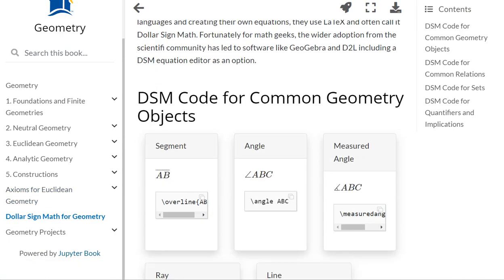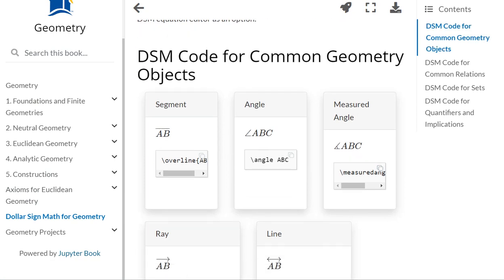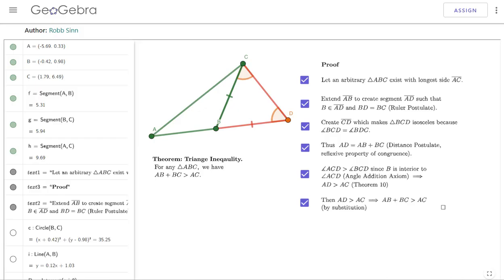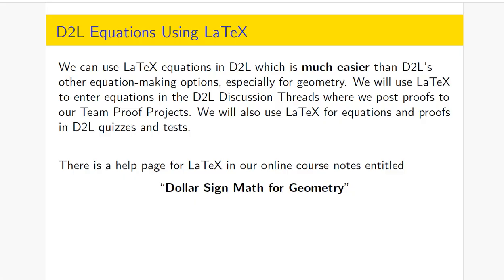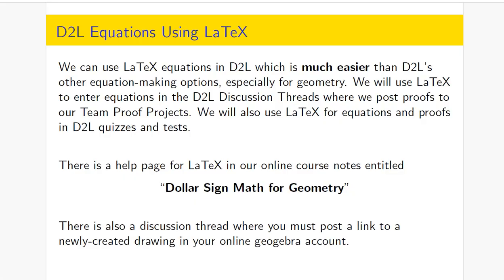And I just want to point out that if I want to create this measured angle, I can click right here. You see the copy pops up when I put the cursor over the top right area of the triangle. If I left click on that, it will do an edit copy of the code that I need, and then I can use edit paste in D2L or whatever, or in GeoGebra. So there's lots of help for you on how to do that. Sorry, I went back to the drawing. I meant to come here.